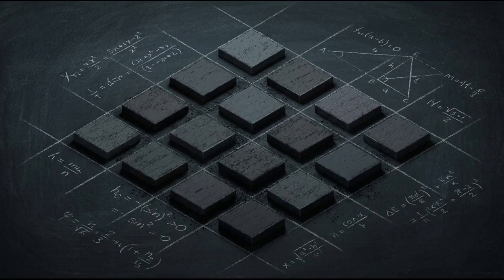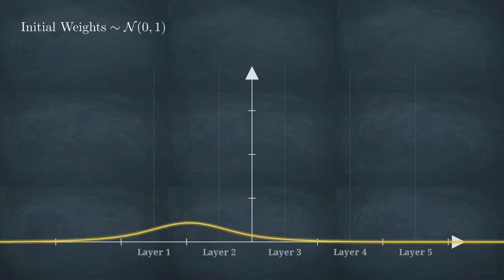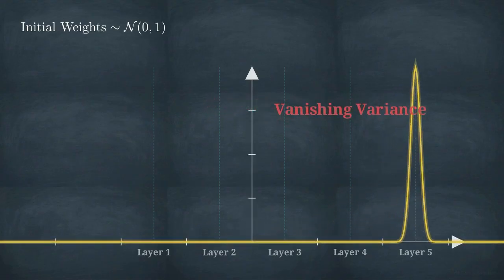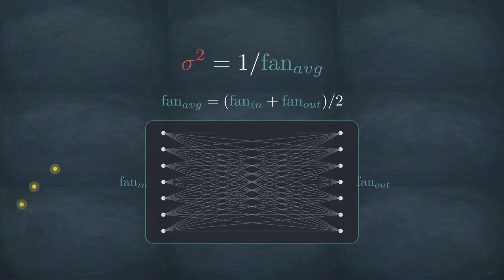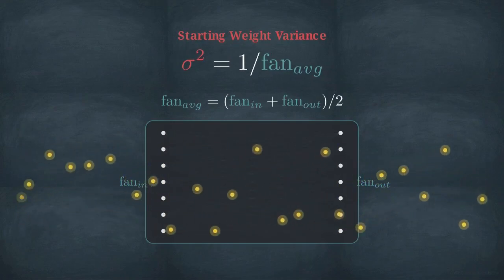Before training begins, we face another architectural vulnerability, the starting state of the weight matrices. If a network's initial weights are drawn randomly from a standard normal distribution, the data's variance can expand or contract unpredictably at each layer. For a stable start, the variance of the outputs leaving a layer must equal the variance of the inputs entering it. Glorot initialization achieves this target. By averaging the number of incoming and outgoing connections, it calibrates the starting weight variance so data flows evenly.